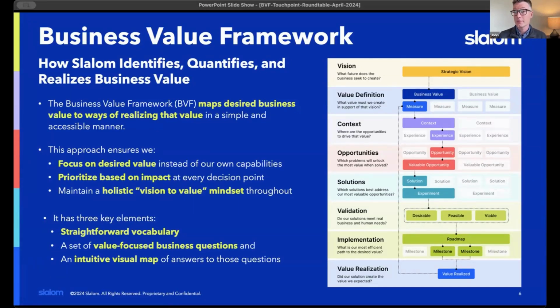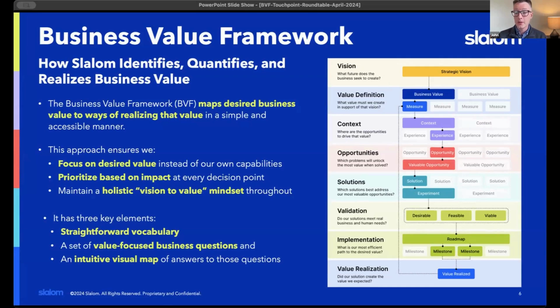And that's one of the things that has made it really stick and get traction. So what does it do? It helps us tell a simple, clear, visual story about how the work that we might do supports specific kinds of business value, and how that value would support the future or the vision that that organization seeks to create.